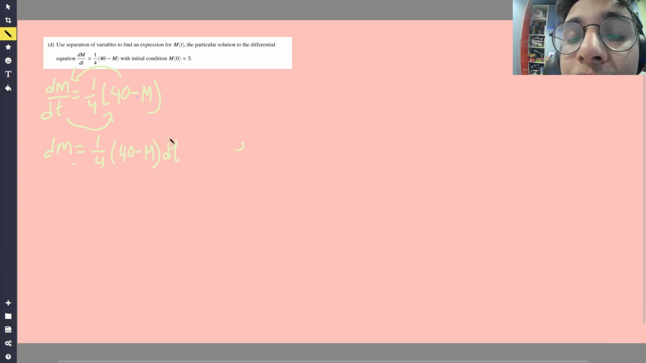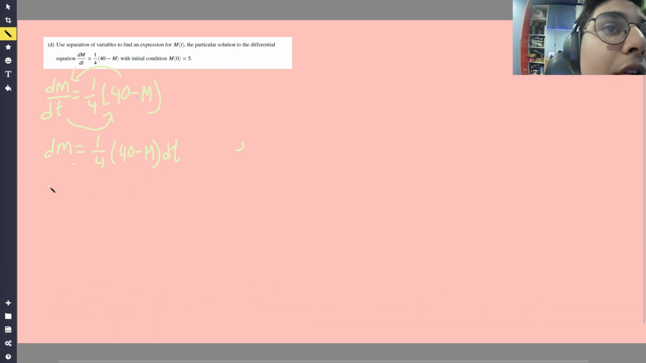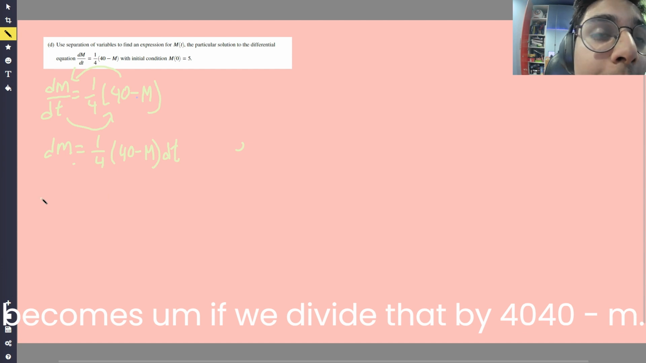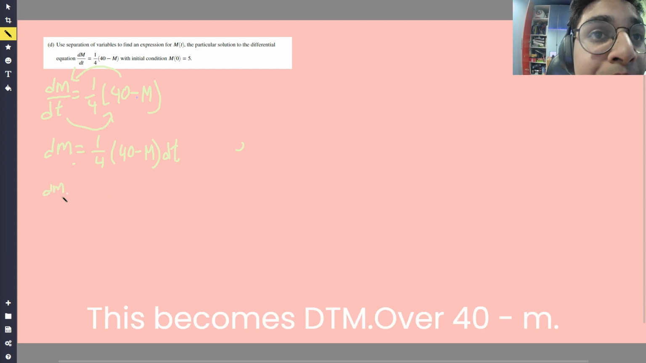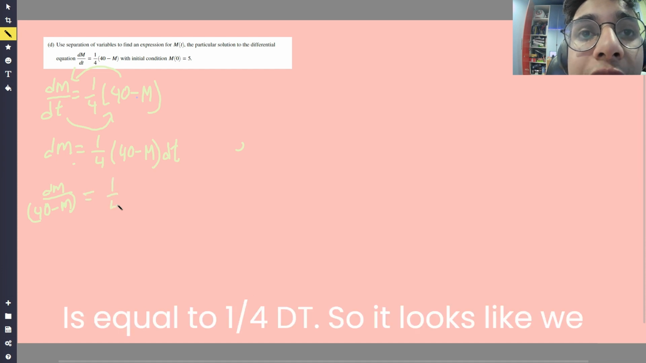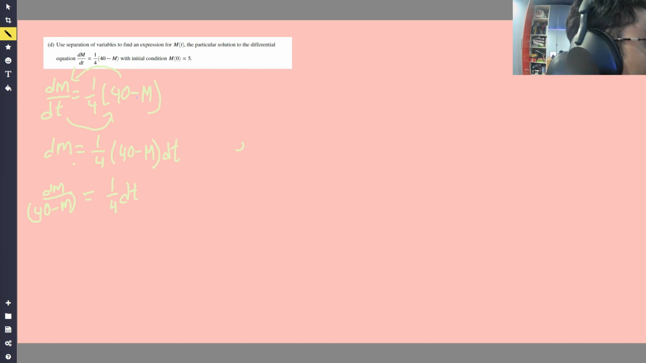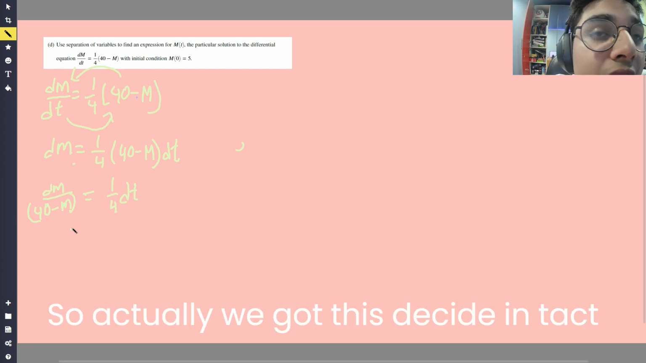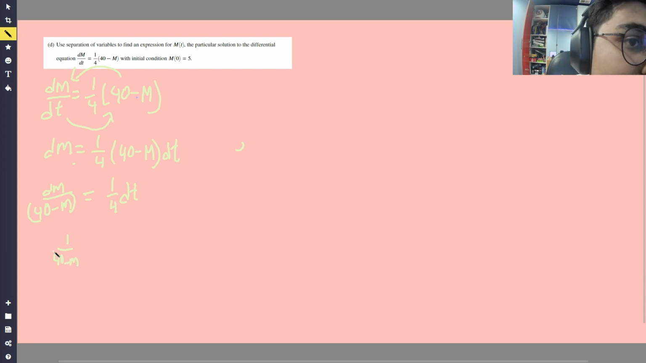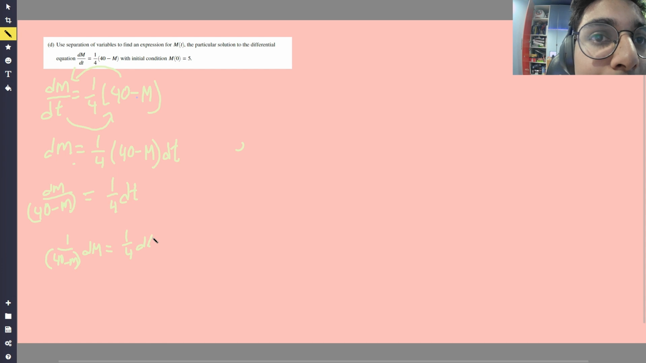Now this obviously isn't going to work here because m and t are two different variables, and when we're taking the integral, we want it to be the same variable essentially. So we're actually going to move this over. If we divide by 40 minus m, this becomes dm over 40 minus m is equal to 1/4 dt. So we get 1 over 40 minus m dm is equal to 1/4 dt.